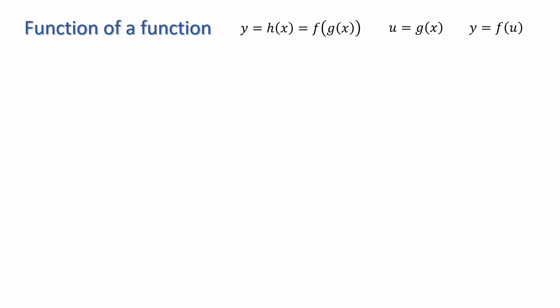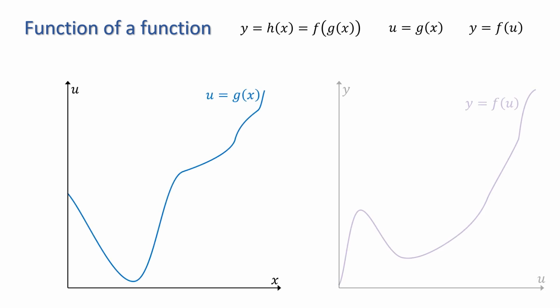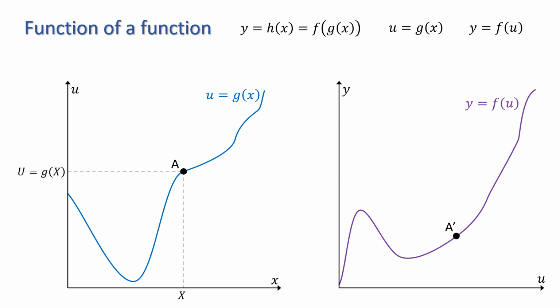We can plot the functions g and f separately. Thus, we have u plotted as a function of x and y plotted as a function of u. If we consider a point A on the curve in the xu plane, there will be a corresponding point in the uy plane, denoted here as A dashed. Let us suppose that A has x-coordinate capital X. Then it will have u-coordinate g of x, which I denote here with a capital U. Capital U will thus be the u-coordinate of A dashed, which in turn will have y-coordinate f of u.